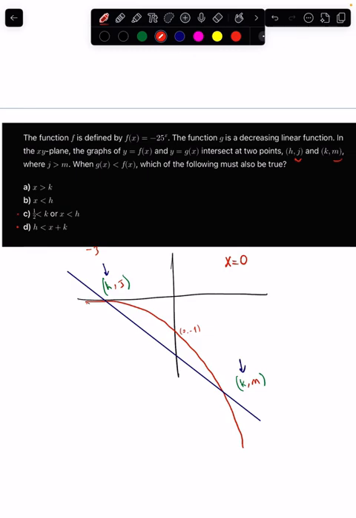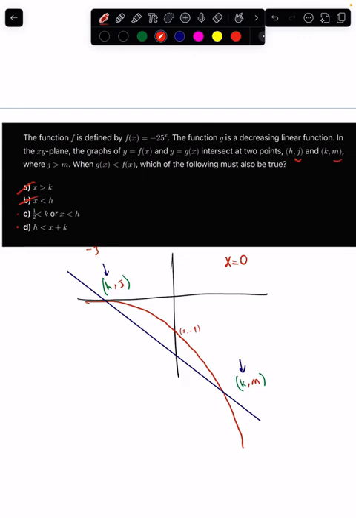I'm going to come back to that. x is less than H. No. x is 0, H is negative. x is greater than K. No. So it's either C or D. So H is less than, where x is 0, 0 plus K.